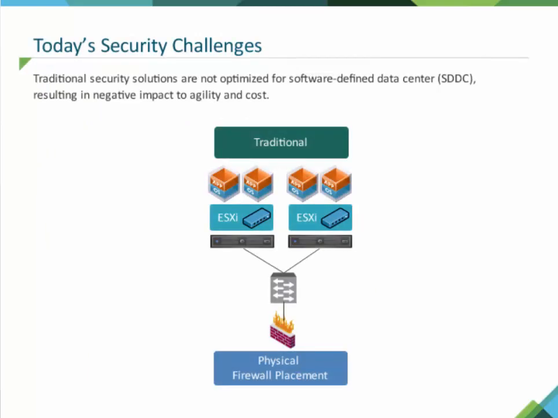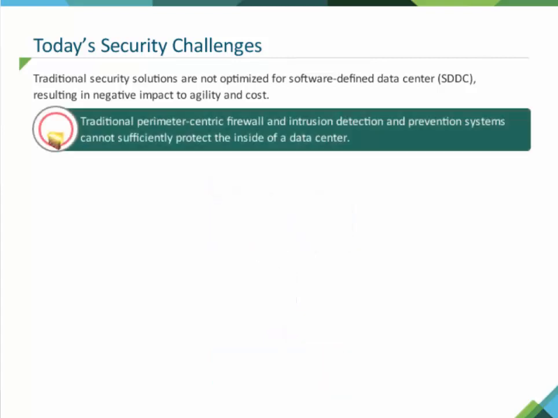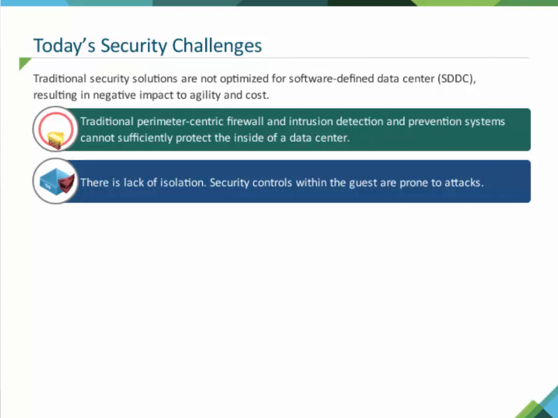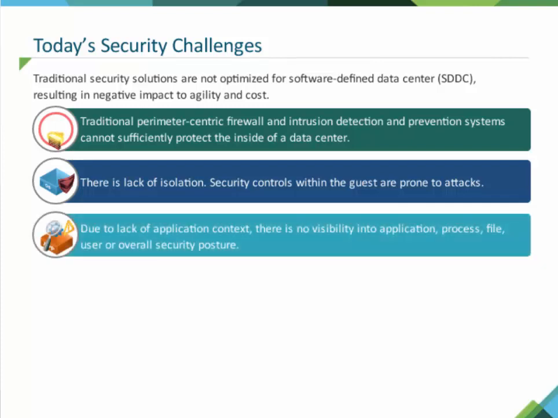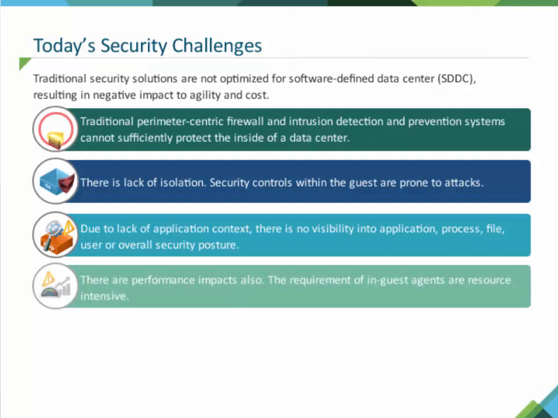Traditional security solutions are not optimized for the software-defined data center, or SDDC, resulting in negative impact to agility and cost. For example, traditional perimeter-centric firewall and intrusion detection and prevention systems cannot sufficiently protect the inside of a data center. There is lack of isolation. Security controls within the guest are prone to attacks. Due to lack of application context, there is no visibility into application, process, file, user, or overall security posture. There are performance impacts also. The requirement of in-guest agents is resource-intensive.